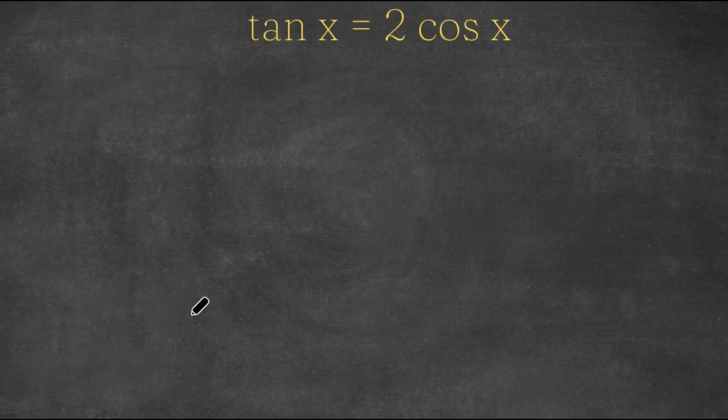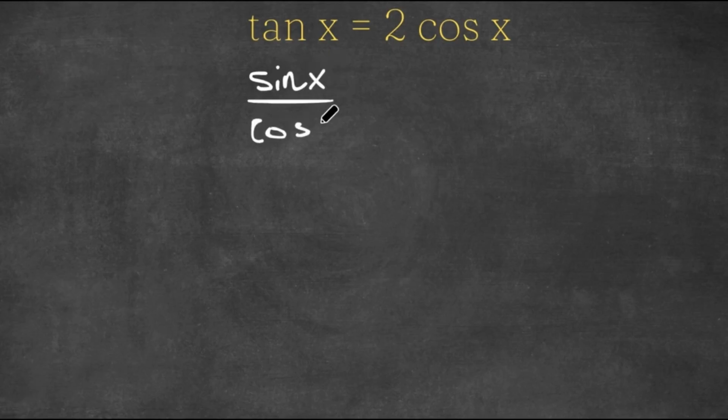In today's video, I'm going to be teaching you guys how to solve this trigonometric equation. So we have tan x is equal to 2 times cos x. Now tan is equal to sine over cosine, right? So meaning tan x would equal sine x over cosine x. Now this is equal to 2 cosine x.